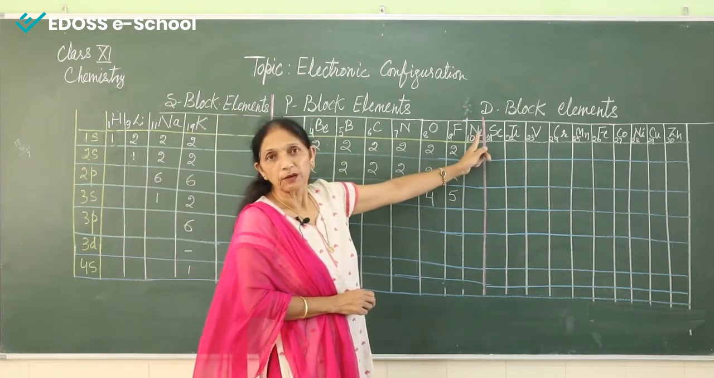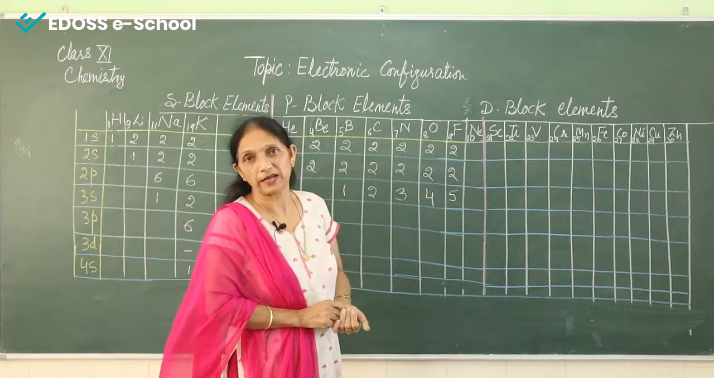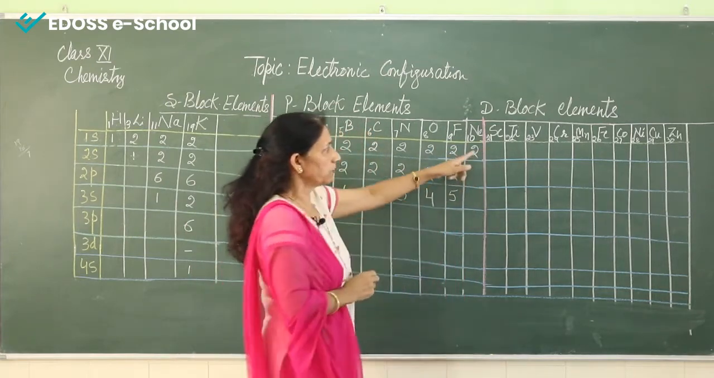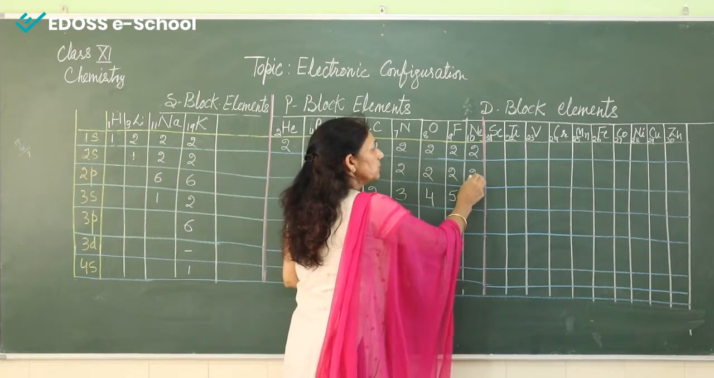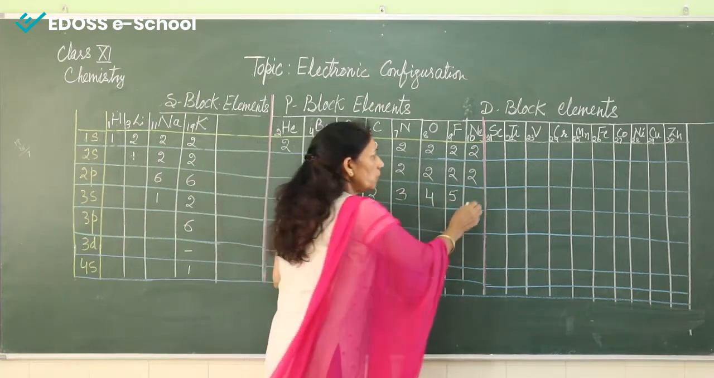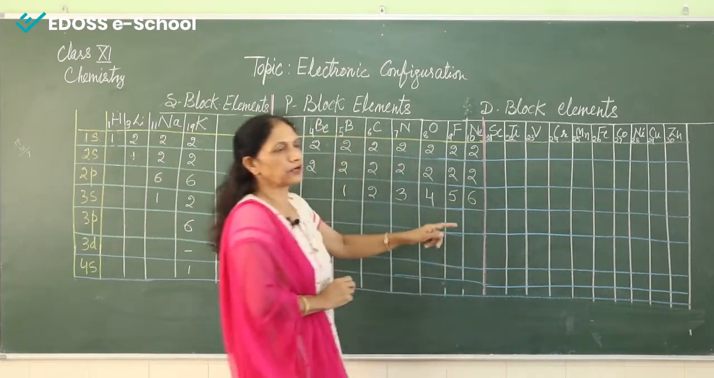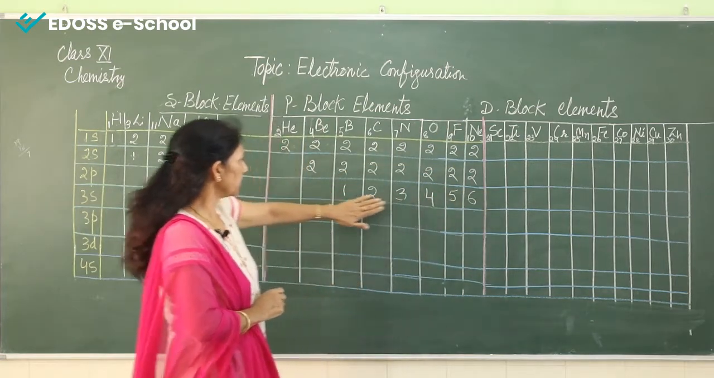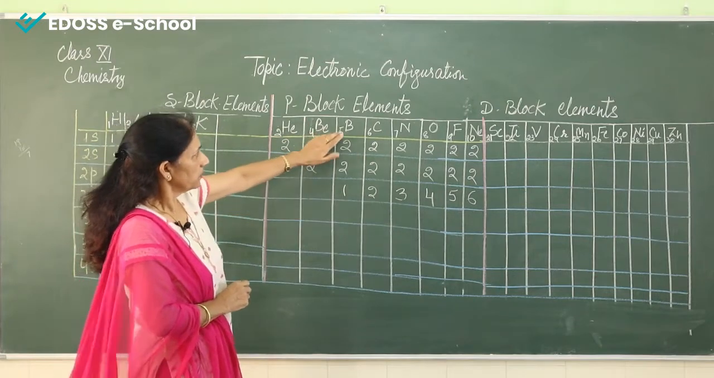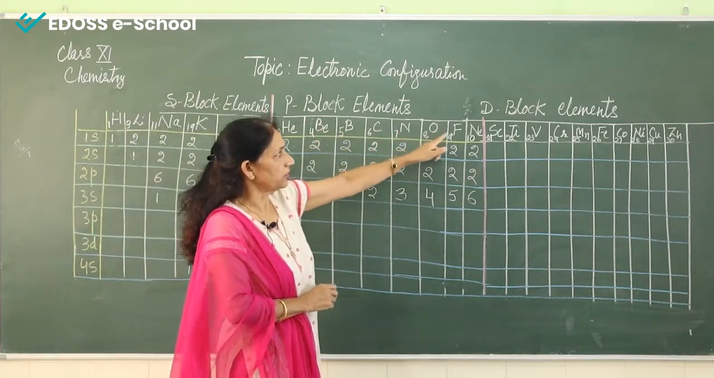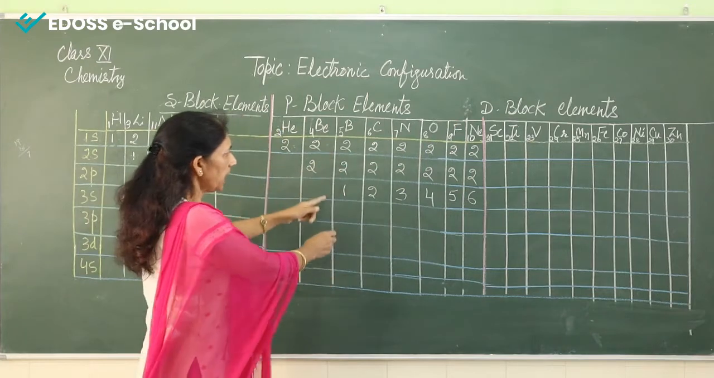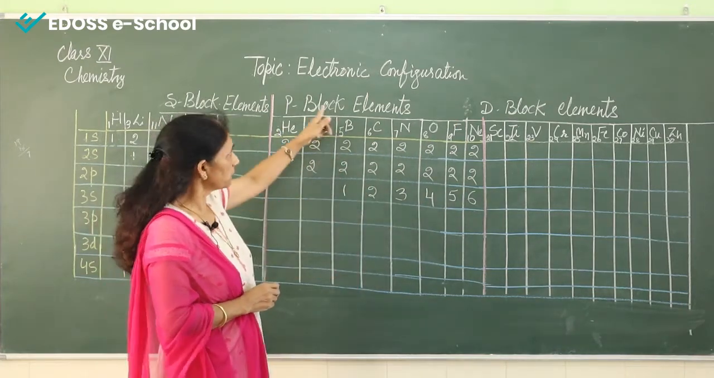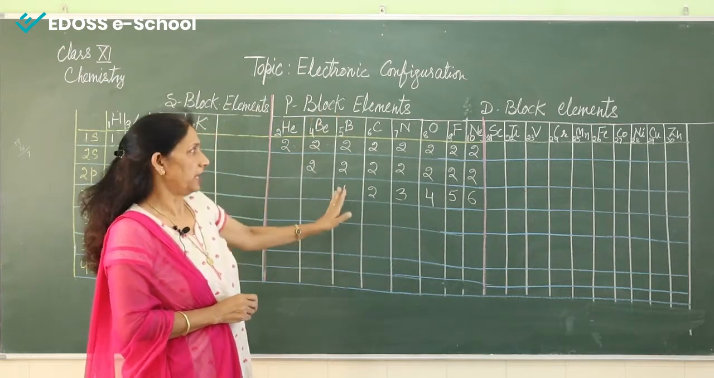Now neon has atomic number 10. How will the distribution take place? 1s will accommodate 2, 2s will accommodate 2 and 2p will accommodate 6 electrons. Now this is completed. So boron, carbon, nitrogen, oxygen, fluorine and neon all have electrons in the p orbital. That's why they are named p block elements.